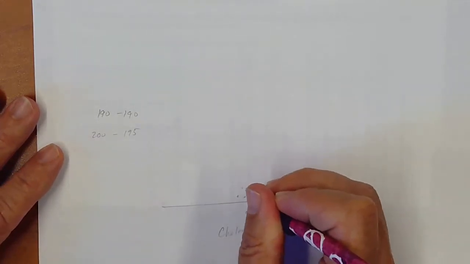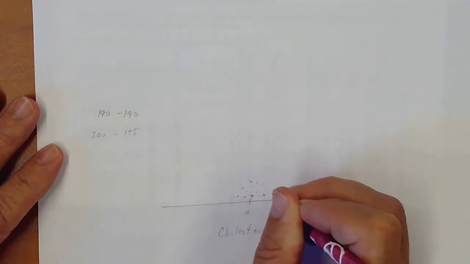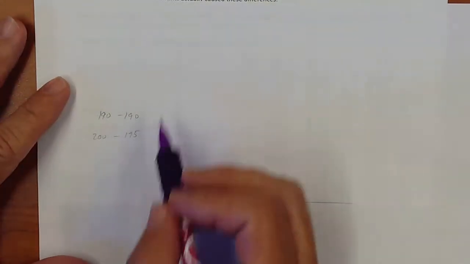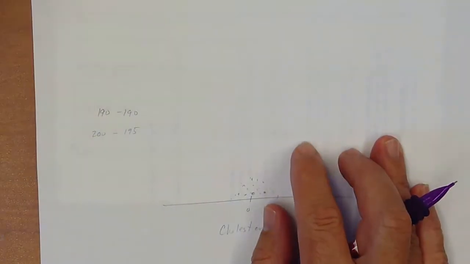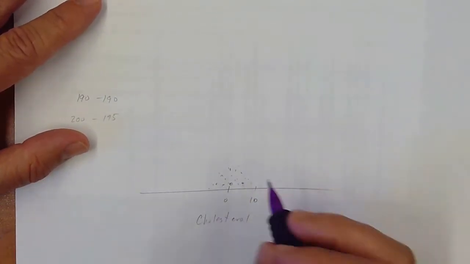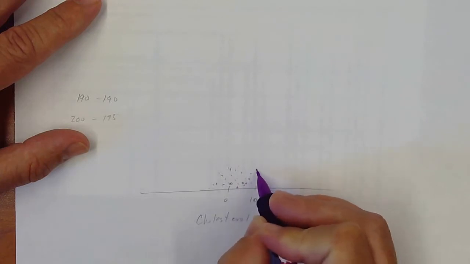Let's just say males didn't have much of a change and their distribution maybe looked like that. But females had a bigger difference. Maybe this medicine was working more favorably to their advantage, and their distribution maybe looked like this.